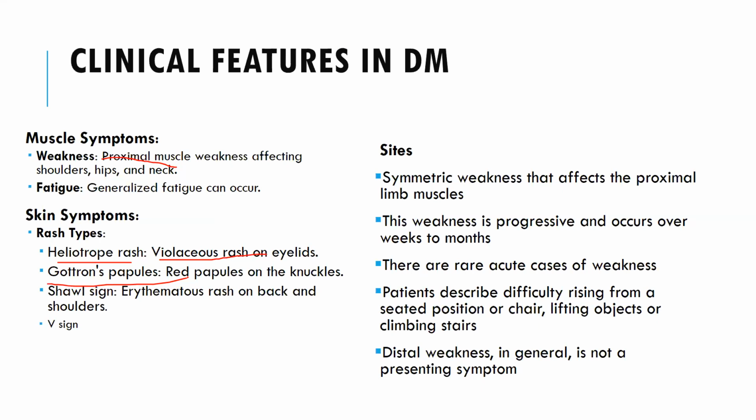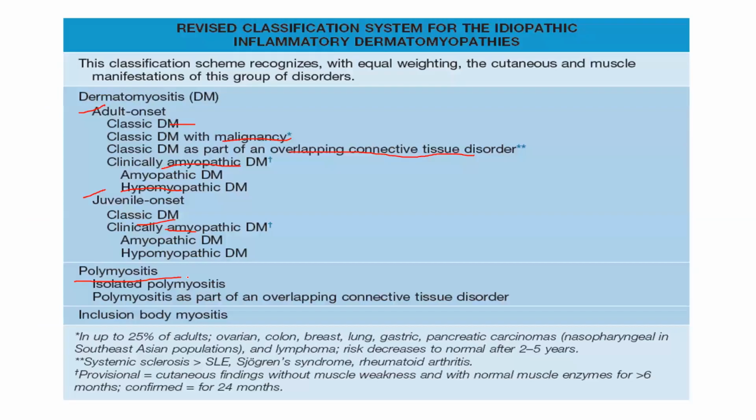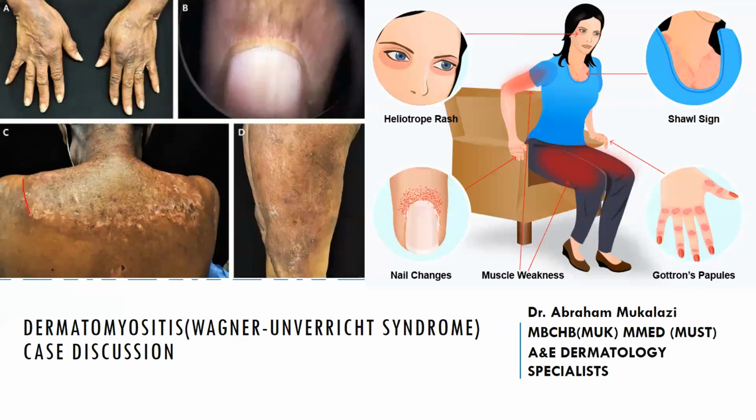And then we have what we call the shawl sign. A shawl is that piece of clothing that people put around their neck, so the rash follows that pattern. It is on the chest, neck, and back, like we see in this picture here. If the rash comes all the way up to here, that is a positive shawl sign. But if the rash is only on the chest, for example, in this animation here, if the rash only stops here, that becomes the V sign.